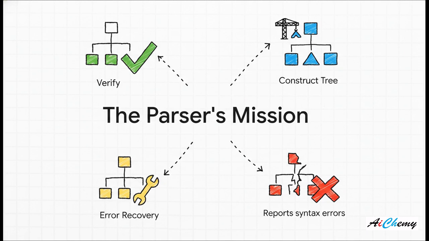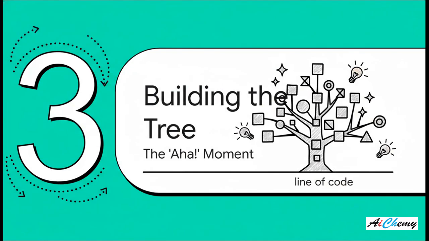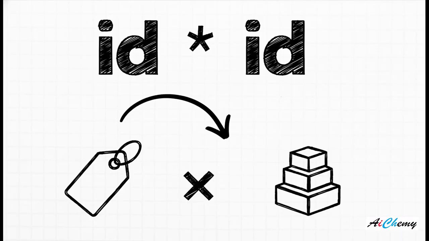So the parser's mission is really 4 things. 1, it verifies the structure. 2, it builds that super important parse tree. 3, if something's wrong, it reports the syntax errors. And 4, it even tries to recover from those errors to keep checking the rest of the code. So it's not just a checker, it's a builder. And this is where the magic really happens. This is our detective's big aha moment where a totally flat line of code gets transformed into this rich, meaningful structure. Let's actually watch it in action.